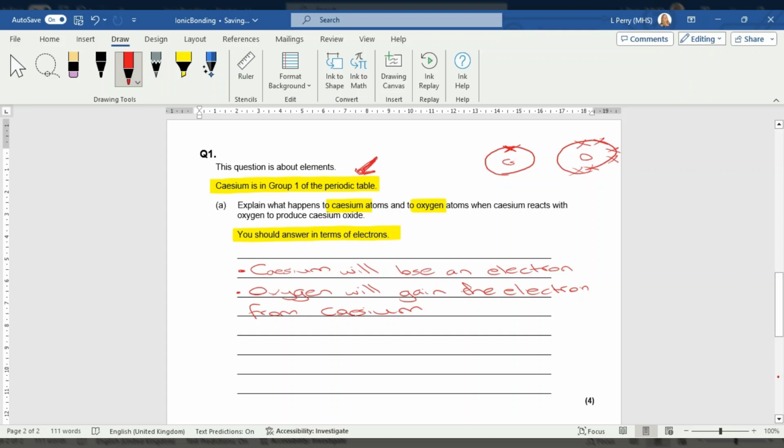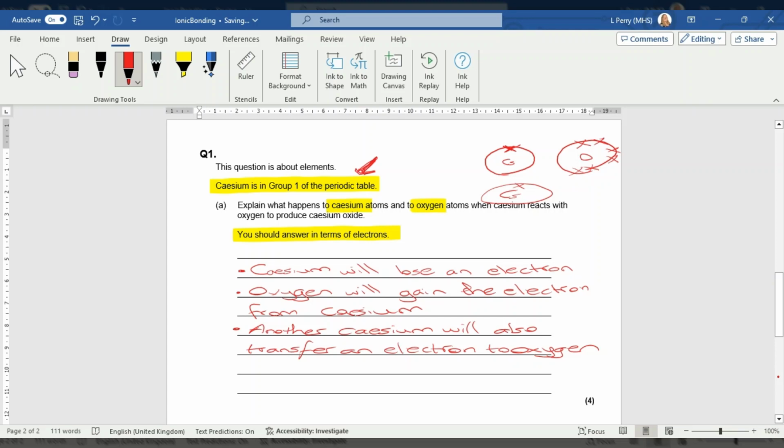This one's only 4 marks. I definitely think I've got 2. Problem is, if oxygen only gains 1 electron from cesium, it's still not full. So actually what I could do with is another cesium also giving up its electron. So another cesium will also transfer an electron to oxygen.